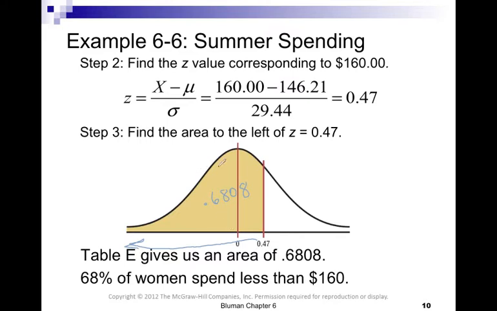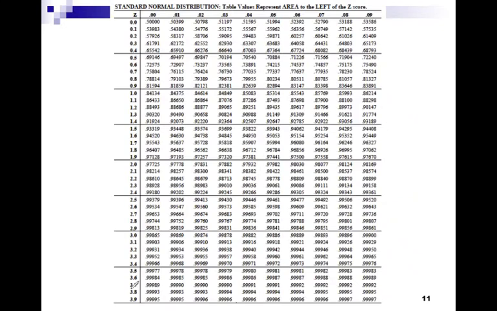And we can change this to a percentage, multiply it by 100, because 100% of the data is under the curve. 68% of women spend less than $160 on beauty products in the summer months. All right, let's go on to the next problem.